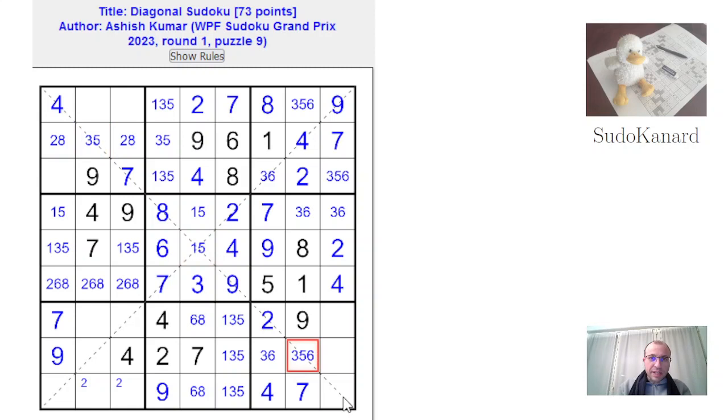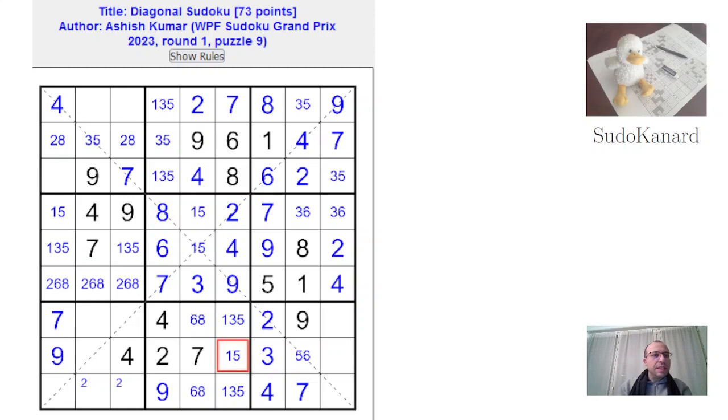So 6 on the diagonal is somewhere here. It's not here. So that's a 3. And that's a 6. And that's not a 3. So 6 is one of those. That's not a 3 either.